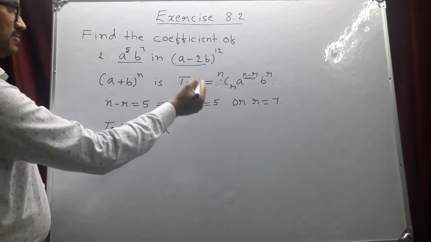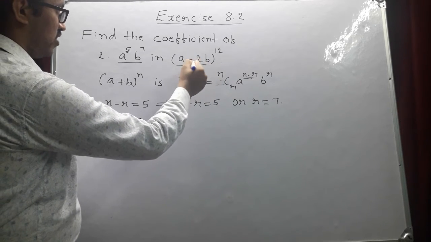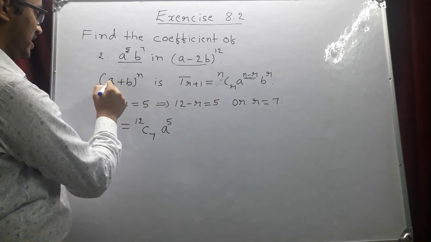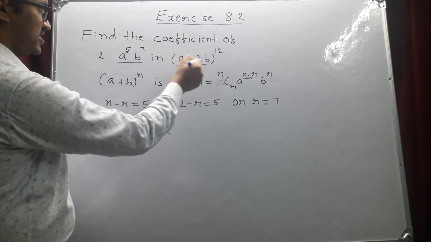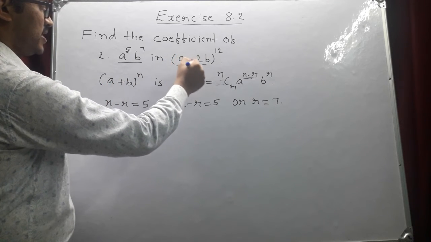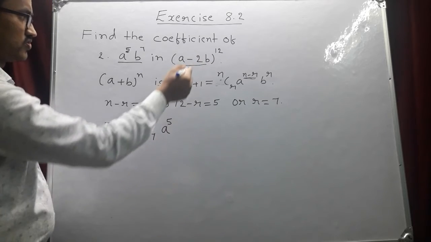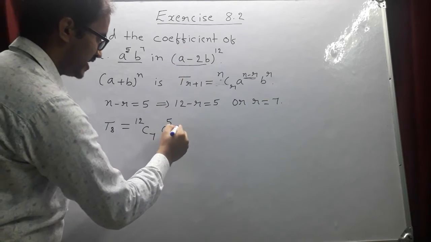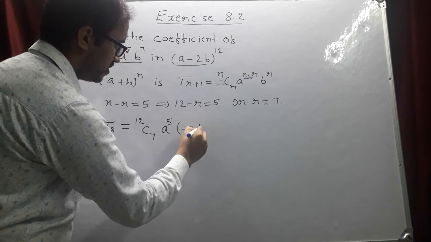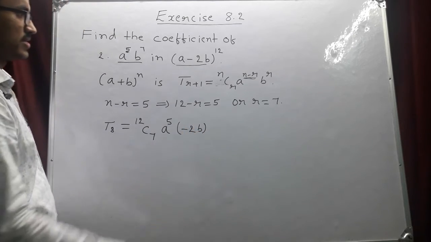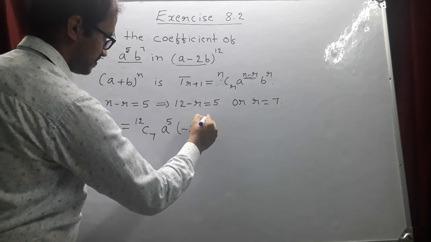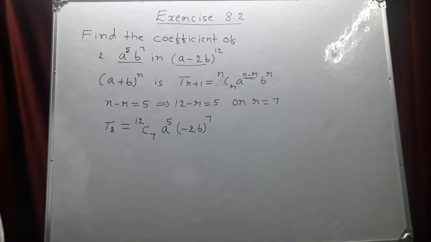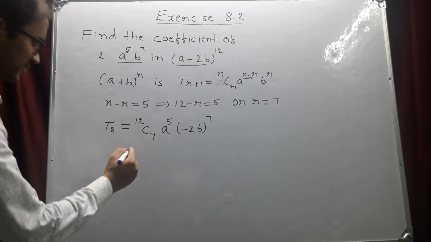b power r, but in place of b what do we have? Minus 2b. See here, (a plus b), so this can be written as a plus minus 2b. So in place of b we have minus 2b, so (minus 2b) power r, r means 7. Now simplify this one.